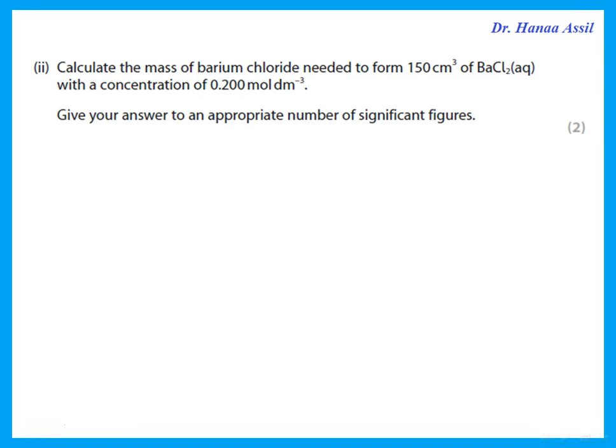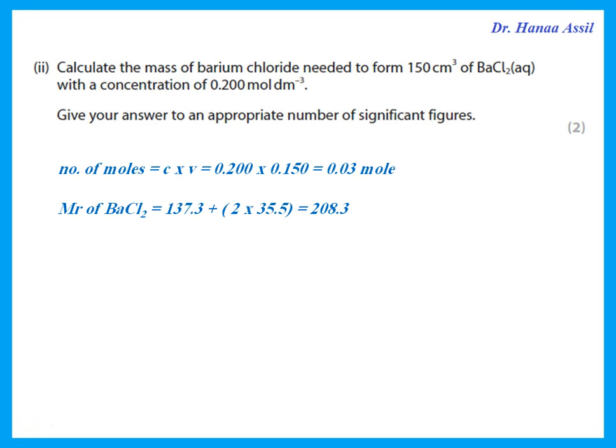Calculate the mass of barium chloride needed to form 150 centimeter cubed of barium chloride with concentration 0.2. Okay, we have volume and we have concentration, and he wants mass. So the first thing I can do is get number of moles. Concentration times volume. Of course, divide the 150 by 1000. This gives me the number of moles. Then I can get the MR of barium chloride in order to get the mass. The mass would be number of moles times MR. This comes out to be 6.25 grams.